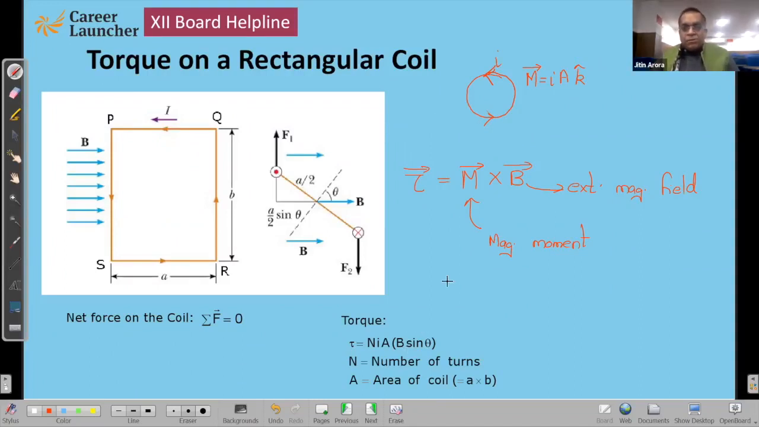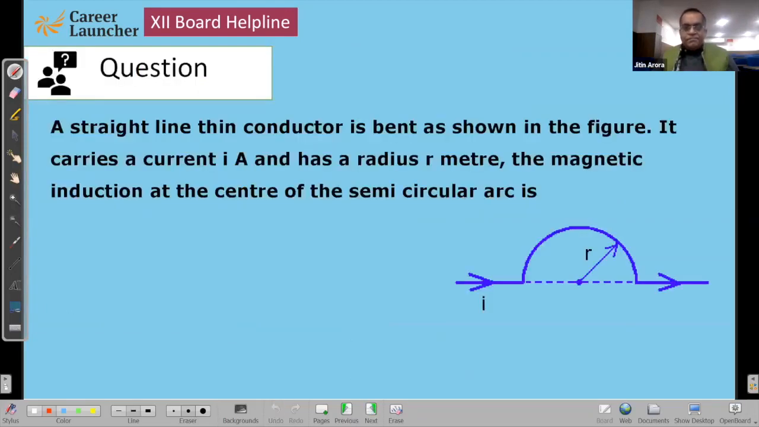ठीक है बच्चों, so M, if we have n number of turns, can be written as NIA B sin theta. This is how we will write it. So you remember that whenever a complete loop is placed in a magnetic field, the net force will always be 0, but it will experience a net torque. ठीक है? So with this we come to questions now.